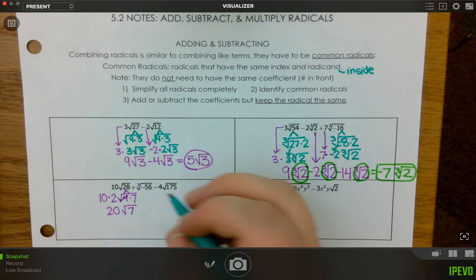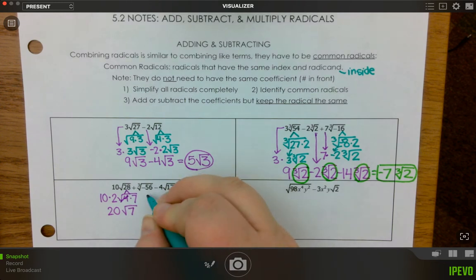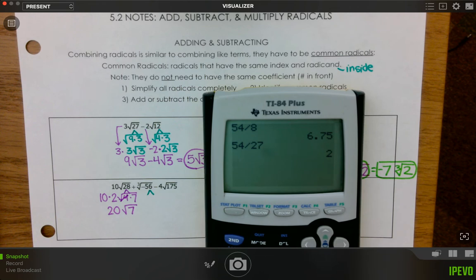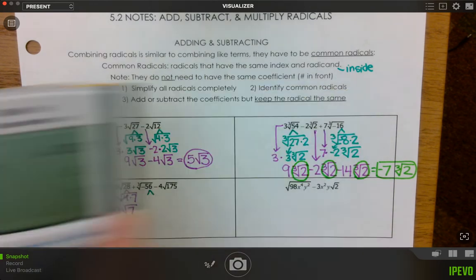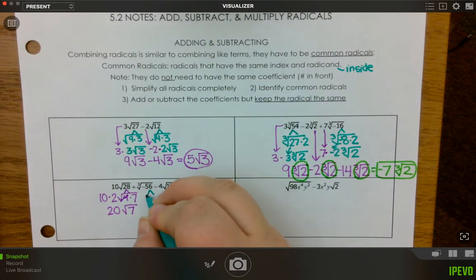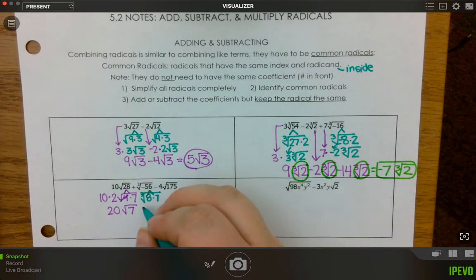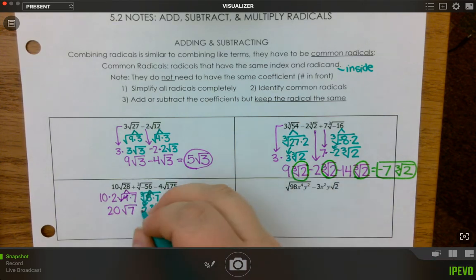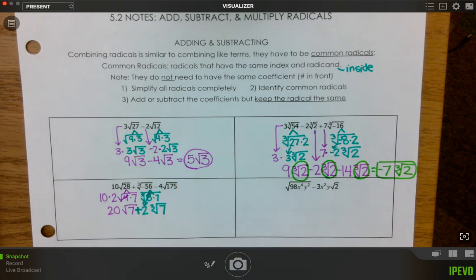And then I have a cube root over here, so I need 2 numbers that go into 56, but I need one of them to be a perfect cube. So I'm going to try 8, 8, and 7. And then the cube root of 8 is 2. And there was no number out front of this one, so I'm just going to leave the plus right there.